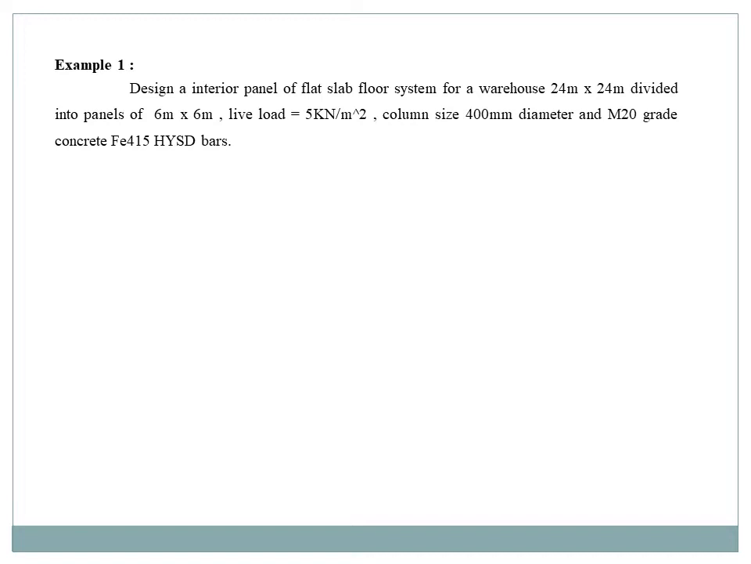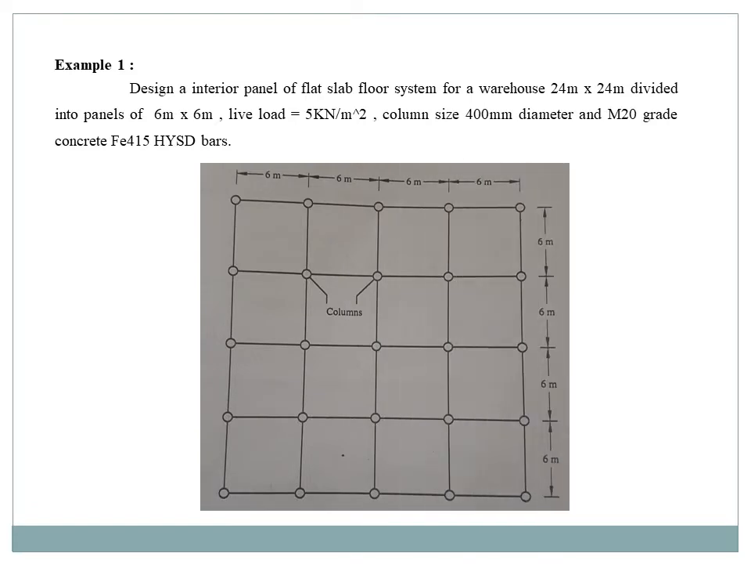Then live load is equal to 5 kilonewton per meter square. Column size 400 mm diameter and M20 grade concrete. Then Fe 415 HYSD bars. The column size is given as a diameter, so we can assume a circular column shape. See the diagram. This is our warehouse, and we view it from the top. We can split it into panels of 6 meter into 6 meter.